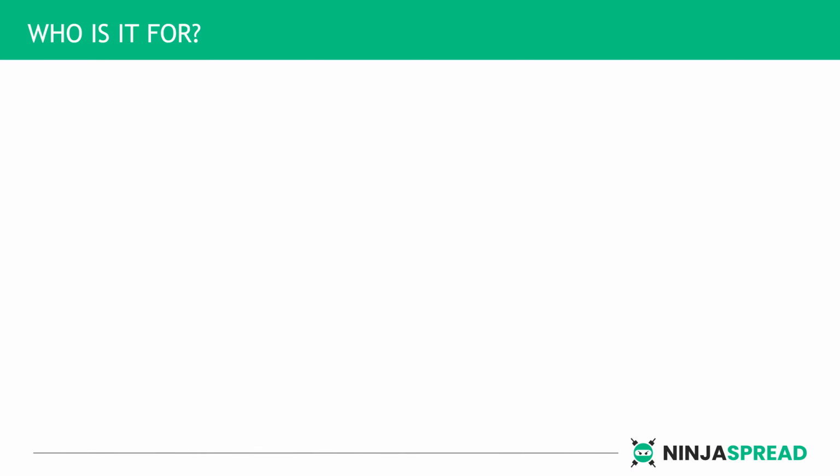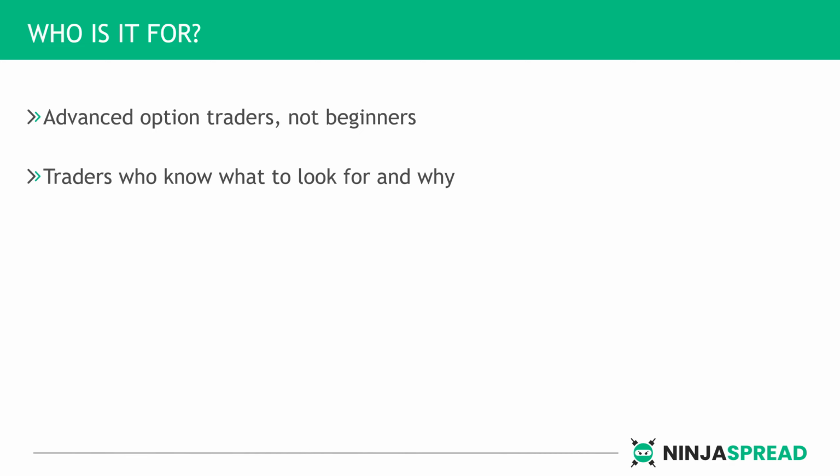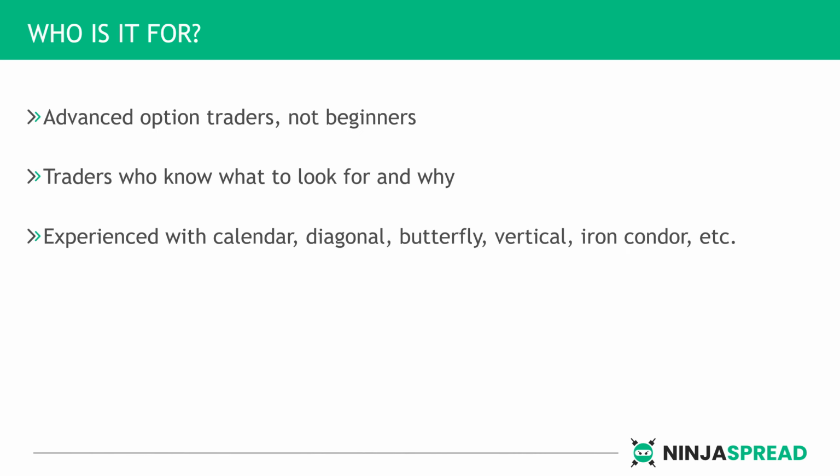Now let's see who NinjaSpread is for. It's definitely for advanced options traders and not beginners. NinjaSpread is best used when the trader knows what to look for and why. The trader should be familiar with various spreads like calendar, diagonal, butterflies, verticals, iron condors, and so on. With NinjaSpread, you can find directional and non-directional trading ideas as well. Now let's jump to the web interface and I will show you around.